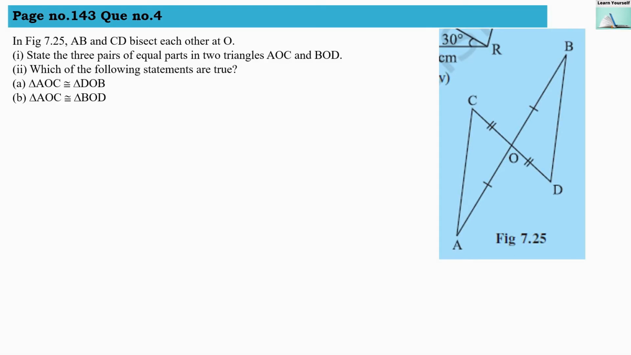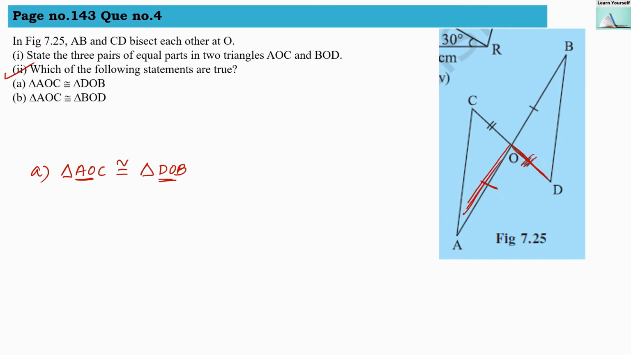Now, our second question, which of the following statements are true? So let us check the first statement, that triangle AOC is in congruence with triangle DOB. Let us check whether this side AO is corresponding to DO or not. So AO is corresponding to DO. So no, it is not, because this side and this side are not equal.